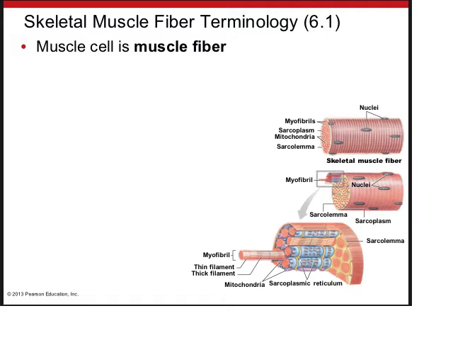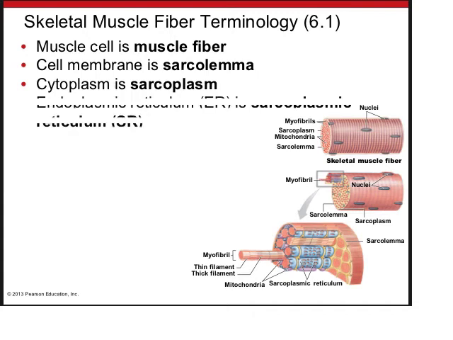A muscle cell is a muscle fiber. The cell membrane is termed the sarcolemma, while the cytoplasm is the sarcoplasm, and the ER is the sarcoplasmic reticulum. So the prefix sarco means of or pertaining to muscle. Note that skeletal muscle is unusual in that it contains hundreds of nuclei filled with cylindrical myofibrils, which are packed with myofilaments, which are composed of actin and myosin. The thin filaments are the actin and the thick are the myosin.